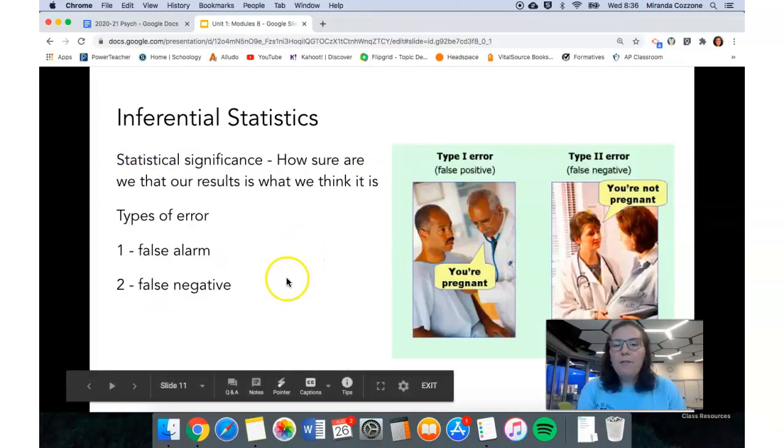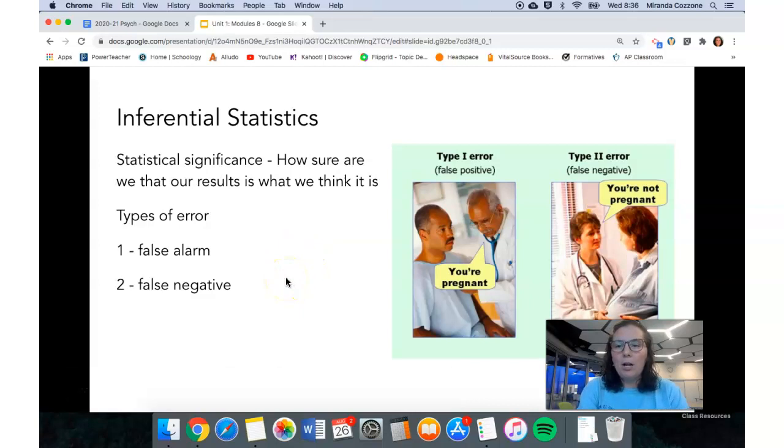All right, so with inferential statistics, there are two types of errors, okay? And you should get these in your notes. They're not in the book. However, it might come up. It's totally possible. So how sure are we that our results are what we think they are? In an ideal world, our results are what we think they are, right? We come up with a data point, we infer it to a population, and we're right.